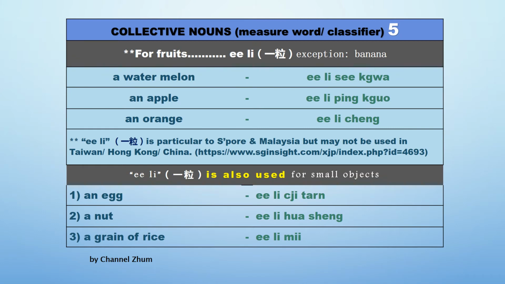For fruits, 一粒. Exception, banana. A watermelon, 一粒西瓜. An apple, 一粒苹果. An orange, 一粒橙. 一粒 is particular to Singapore and Malaysia but may not be used in Taiwan, Hong Kong, or China. Yili is also used for small objects. An egg, 一粒鸡蛋. A nut, 一粒花生. A grain of rice, 一粒米.